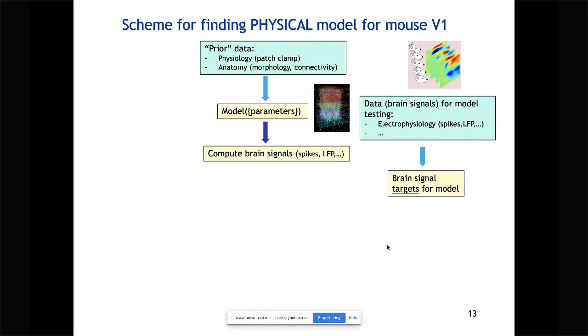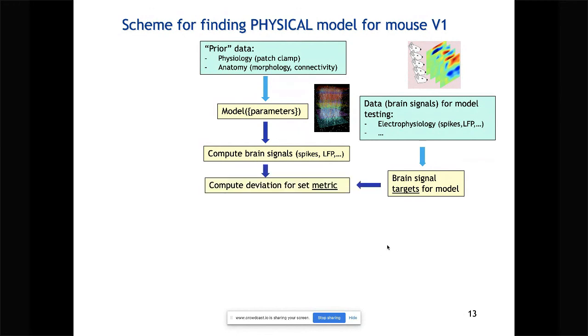And then, in order to make contact with these measured brain signals, you need to compute the brain signals. That's a separate thing. Spikes typically come out automatically, but the other things, like the local field potential or the EEG, or maybe what you would see in calcium imaging, require a separate kind of calculation.